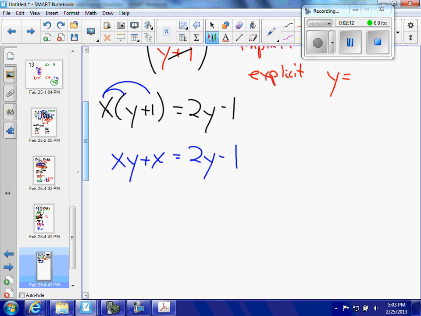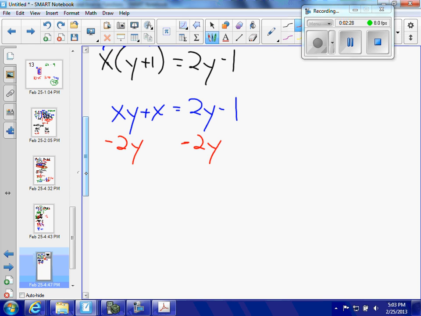Now I want to get into something that looks like y equals. So I want to bring all my y's onto one side of the equation. So what I will do is subtract 2y from this side, and I'll subtract 2y from this side. So now I'm going to have negative 2y plus xy plus x is equal to -1.